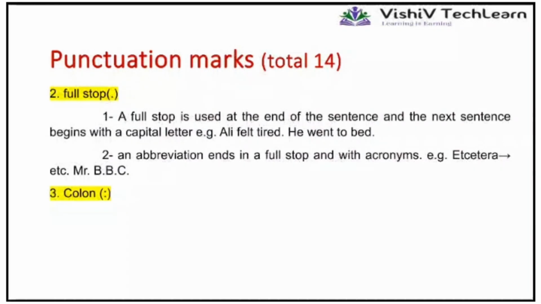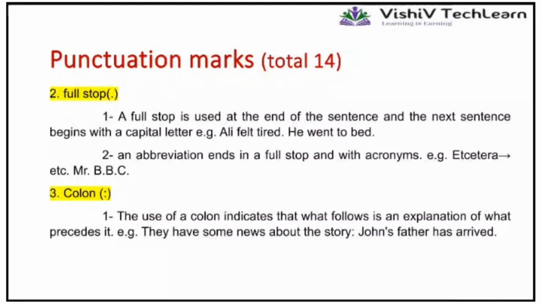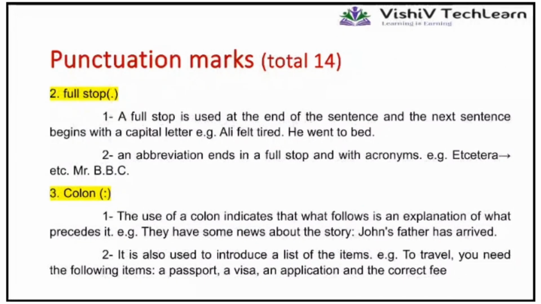Next is the colon, that means two dots, one below the other. Now these can also be used in two cases. First, the use of a colon indicates that what follows is an explanation of what precedes. Example: they have some news about the story, colon, John's father has arrived. The second use is that it is also used to introduce a list of items. For example, to travel, you need the following items: a passport, a visa, an application and the correct fee.